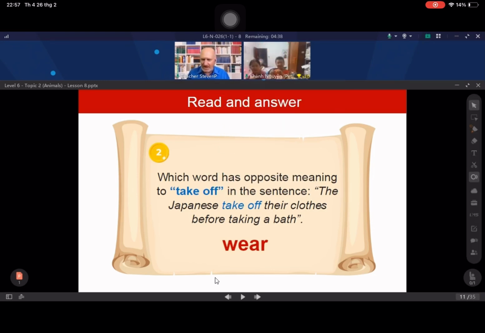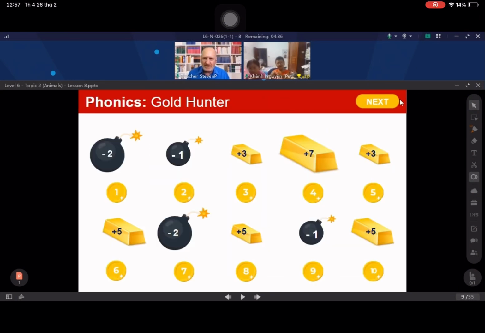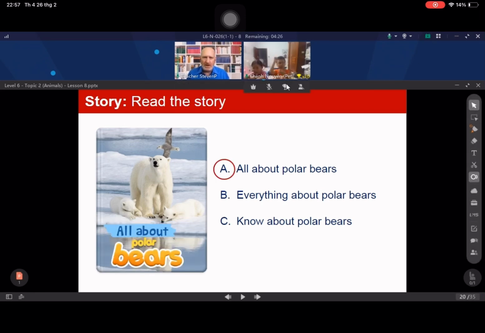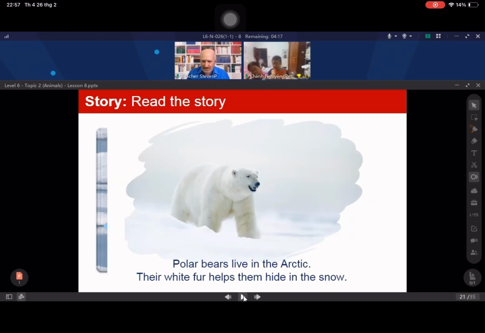So let's look at our story. Where is the story? Let's go back here. And here is the story. Peter, what was the name of the story? All about polar bears. Very nice. Thank you. Good job. All about polar bears. Okay, so now let's see who is going to read. Who wants to go first? Mia wants to go first. Okay, all right, Mia, you can read first.